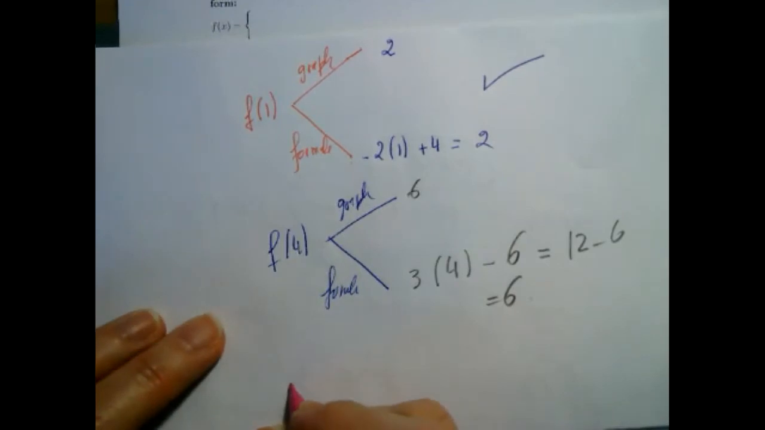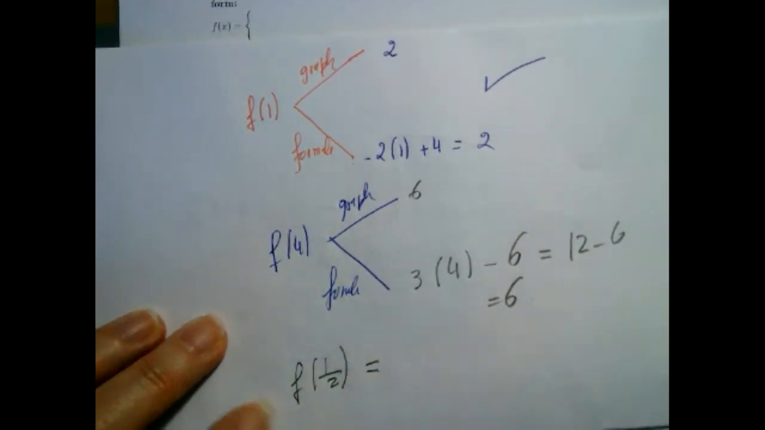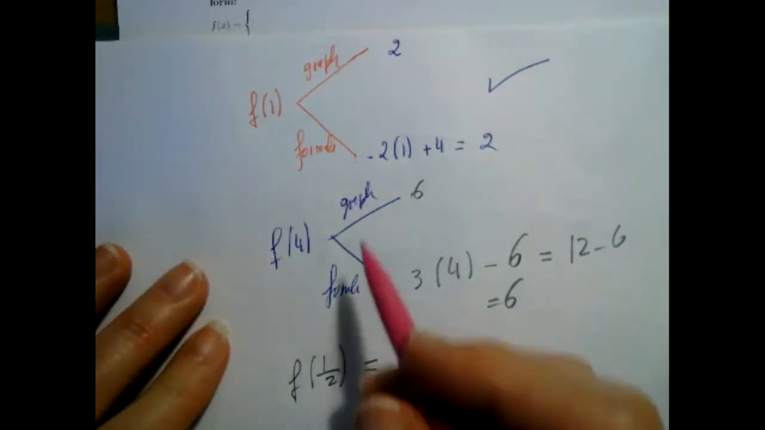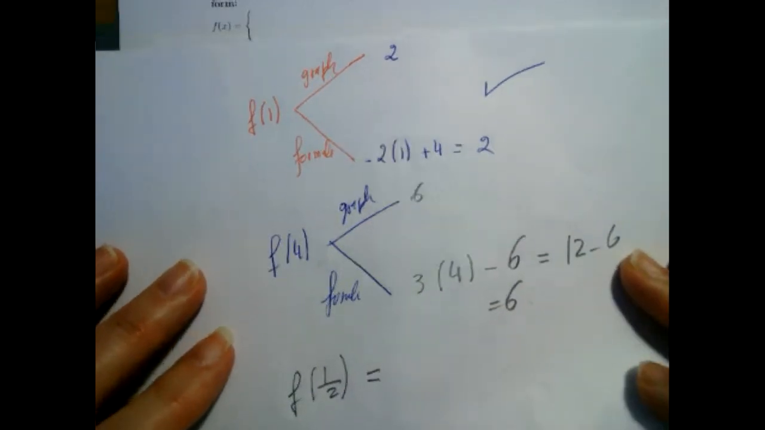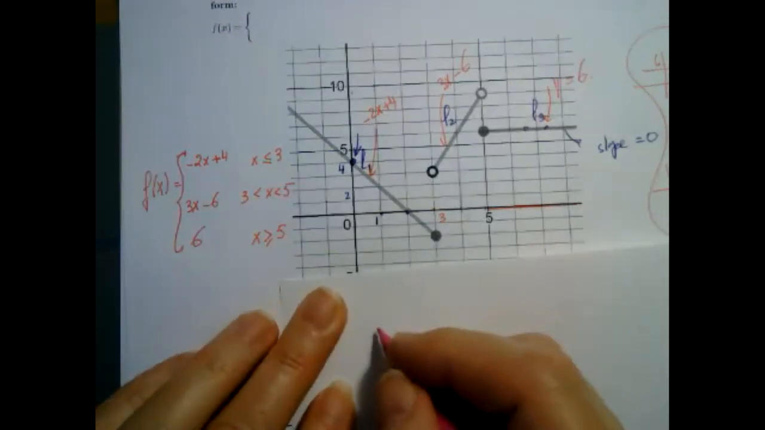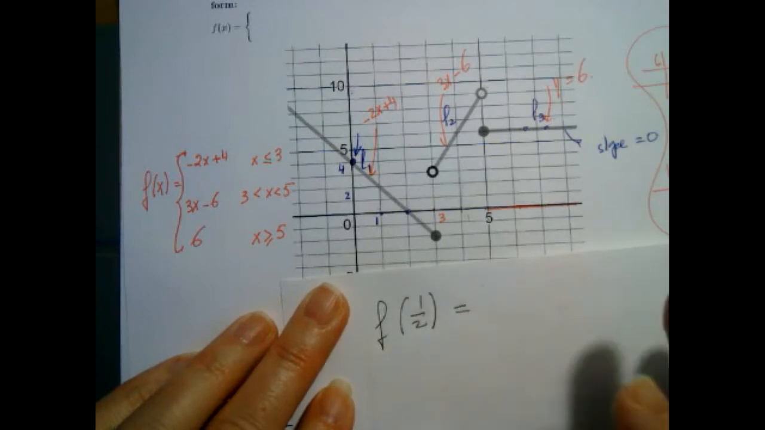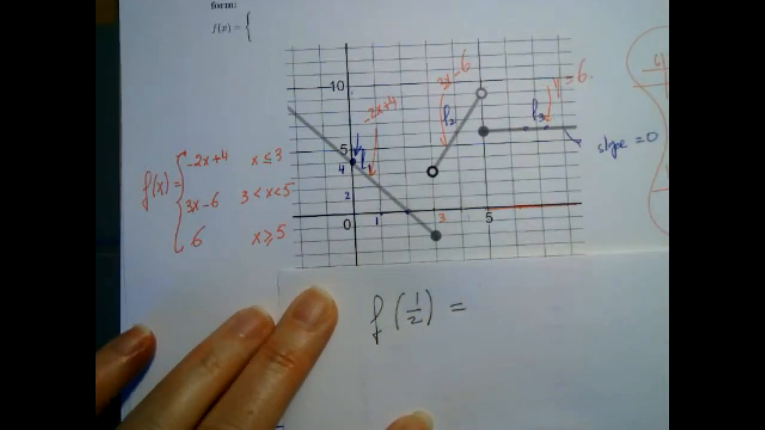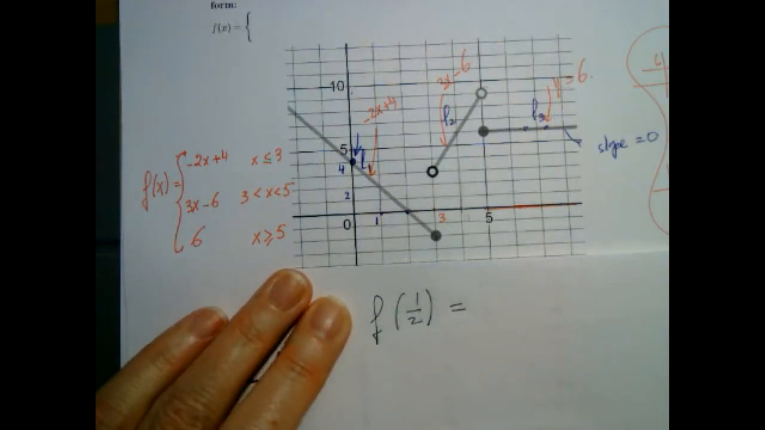So suppose now I ask you to find f of 1/2. Okay, what's f of 1/2? Use any approach you want. You can use the graph, you can use the formula. Which one do you think is going to give you a more precise answer? So f of 1/2. One of them will give you a more precise answer. Which one do you think?